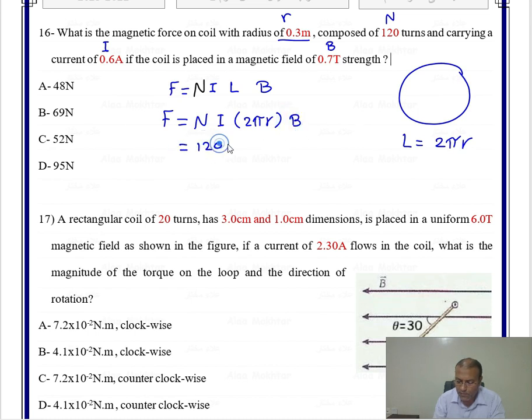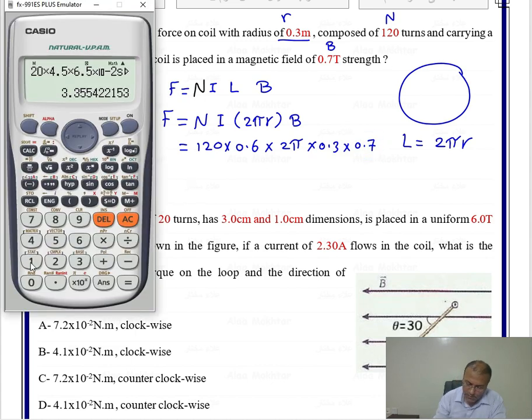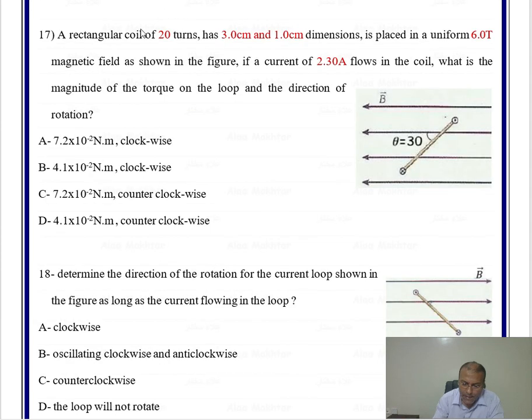Number of turns 120. Where is I? 0.6. 2π multiplied by radius 0.3 and magnetic field strength 0.7. Using the calculator, 120 times 0.6 times 2π times 0.3 times 0.7, it's 95 Newton.